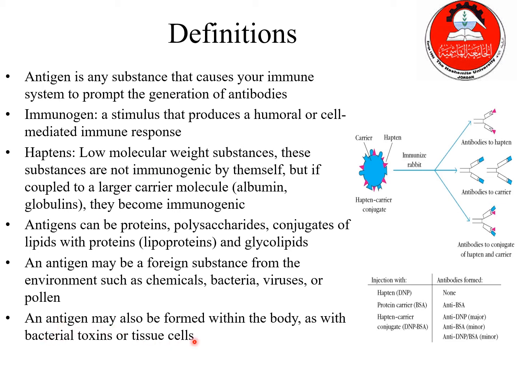An antigen may also be formed within the body, as with bacterial toxin or tissue cells. So once the bacteria is introduced into the body, it's going to produce toxins. These toxins might serve as antigens. When we talk about Clostridium tetani, Clostridium botulinum, those are toxins which are produced by the bacteria, and they serve as antigens as well. Or the tissue cells, such as the cancerous cells.